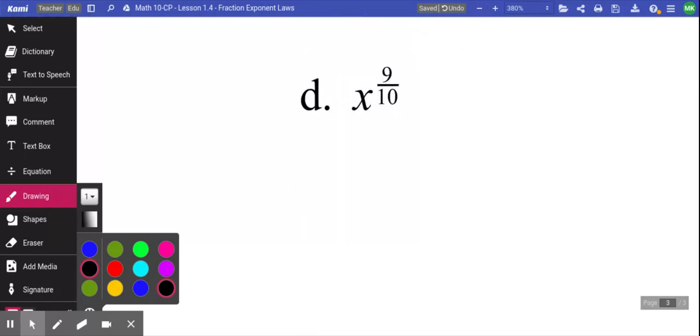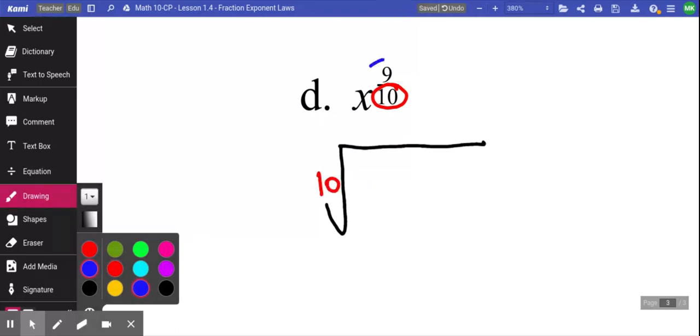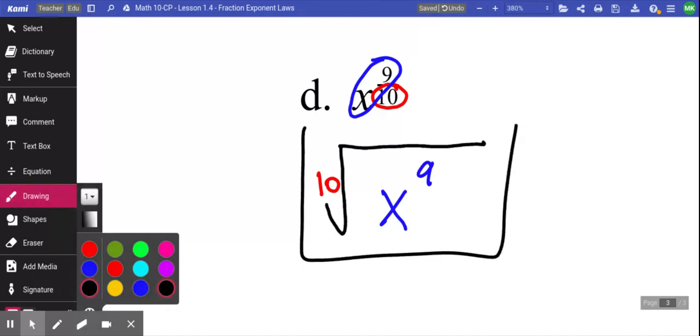D. There's a fraction exponent. Fraction exponents turn into radicals. The denominator becomes the index. The rest becomes the radicand. Like that.